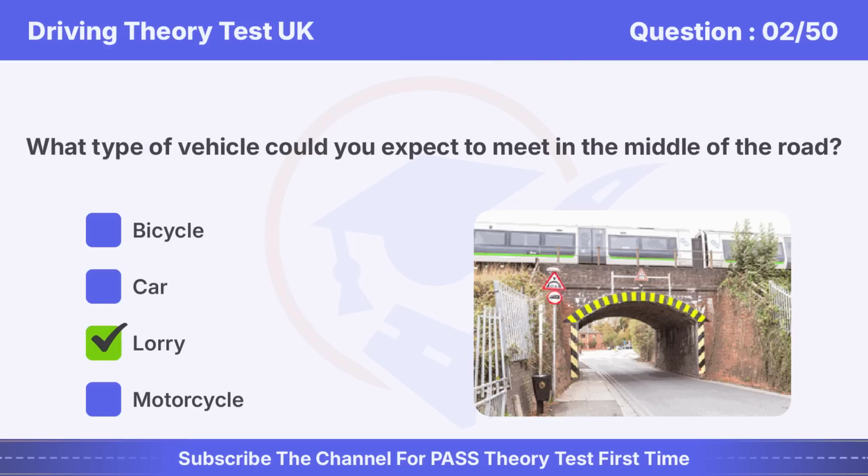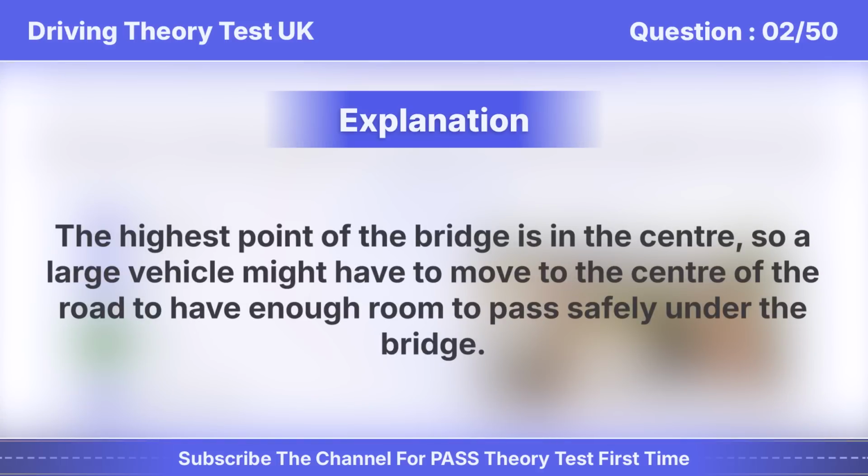Answer is C, lorry. The highest point of the bridge is in the center, so a large vehicle might have to move to the center of the road to have enough room to pass safely under the bridge.